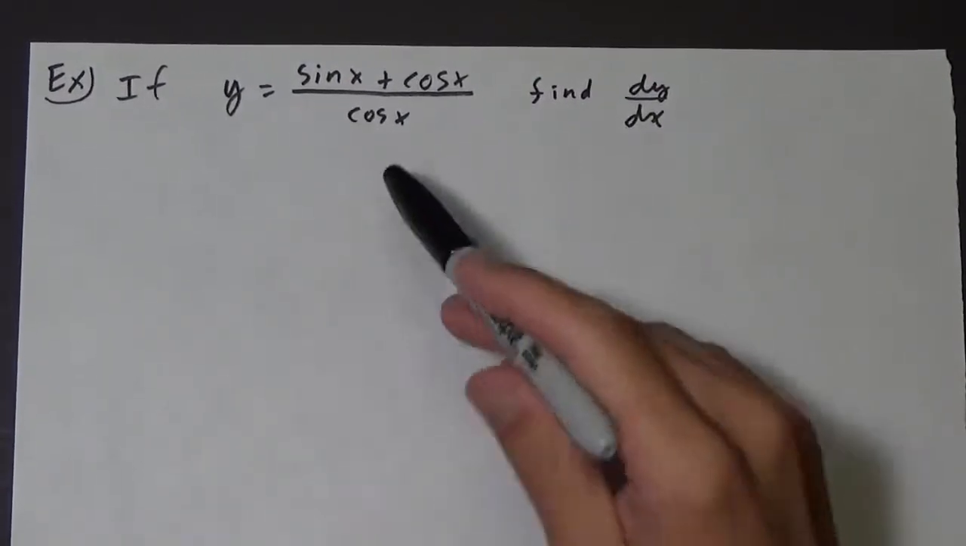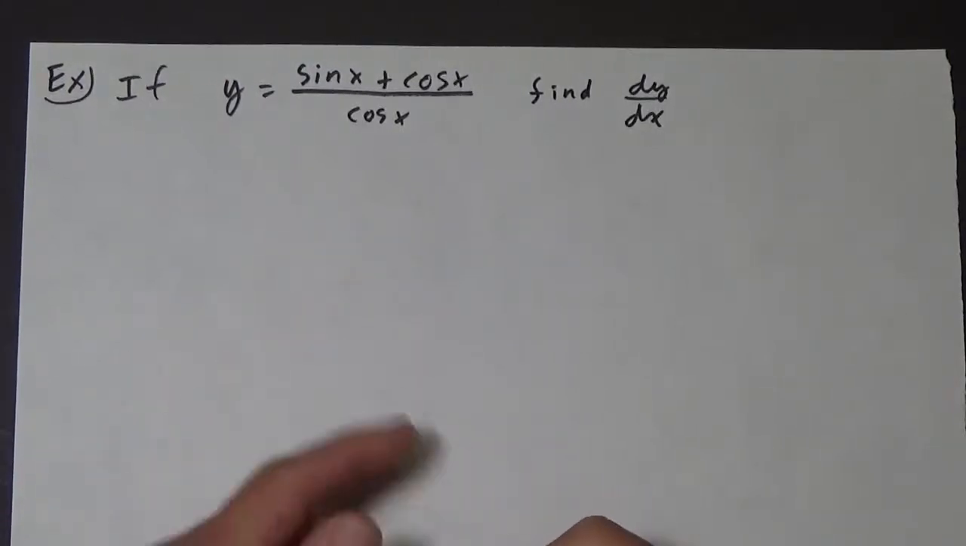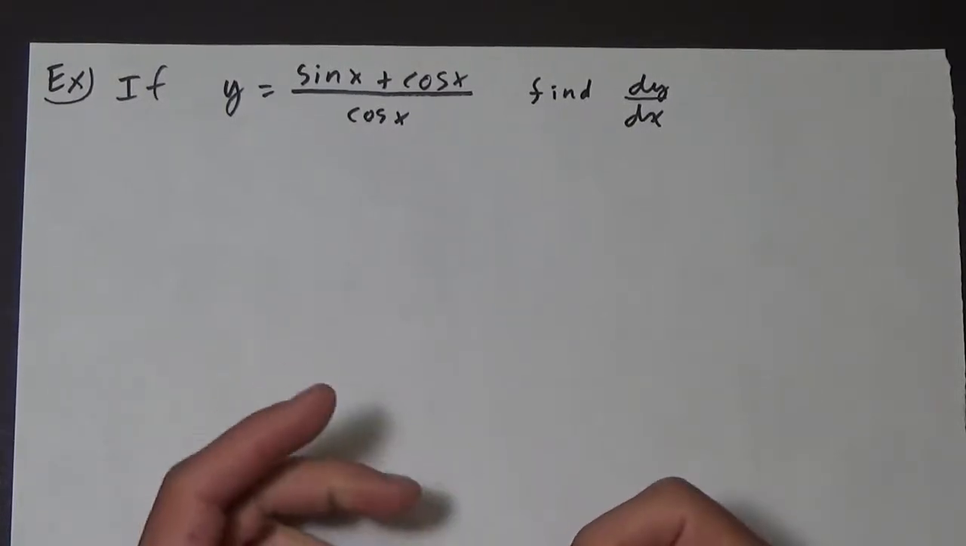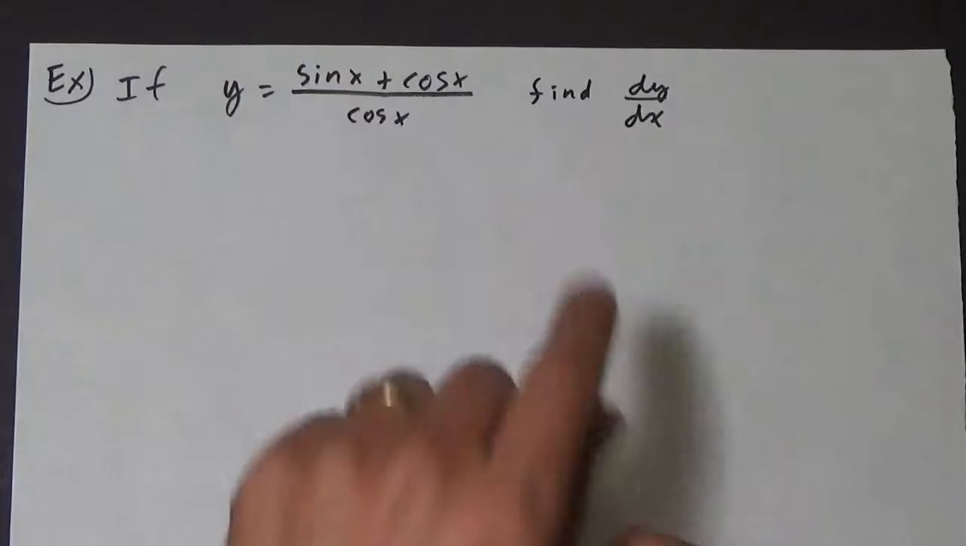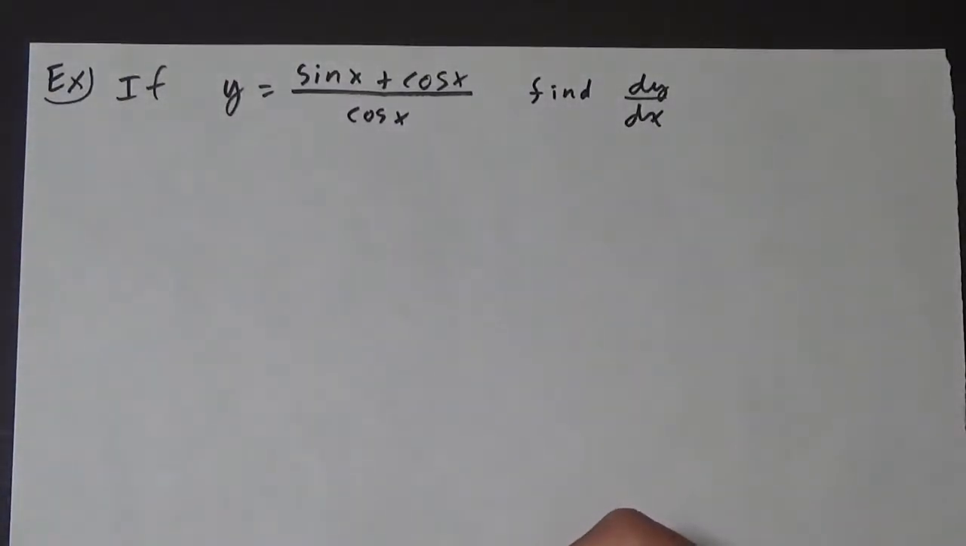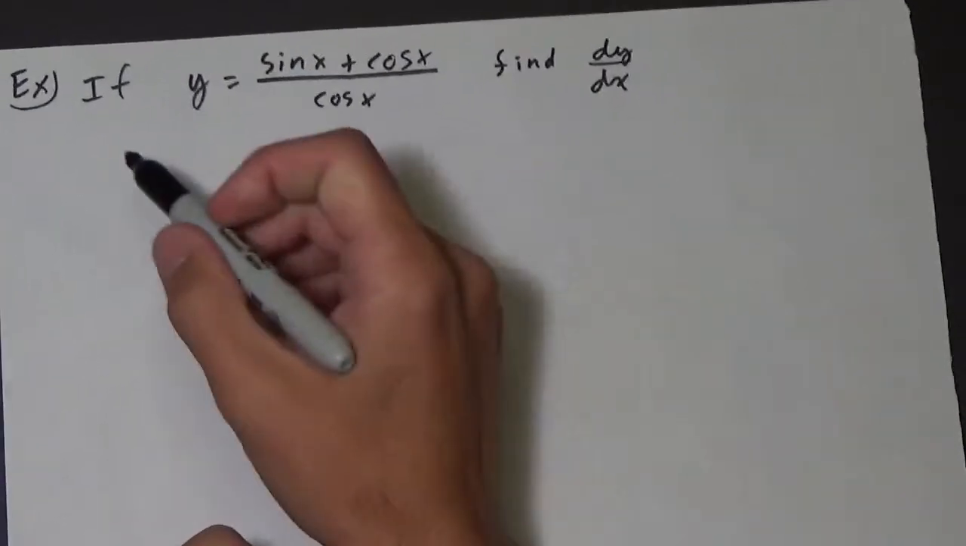Let's look at another example of finding a derivative. In this example we have y equals the sine of x plus the cosine of x, over the cosine of x. And we want to find dy/dx. Remember, dy/dx is another way of saying we want to find the derivative of y with respect to x. And we're going to do this two ways.